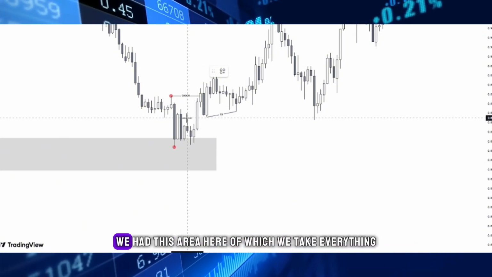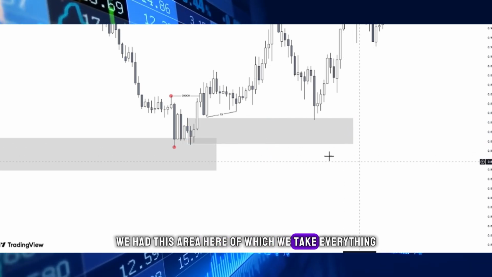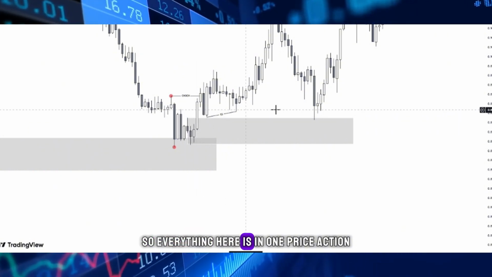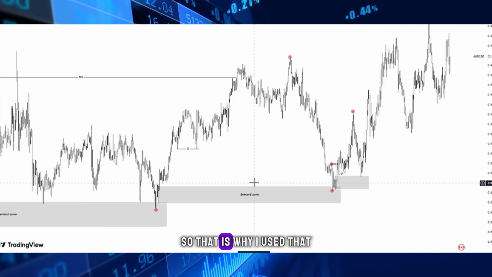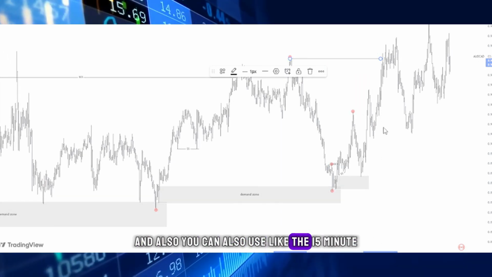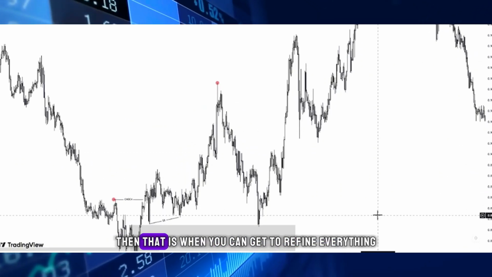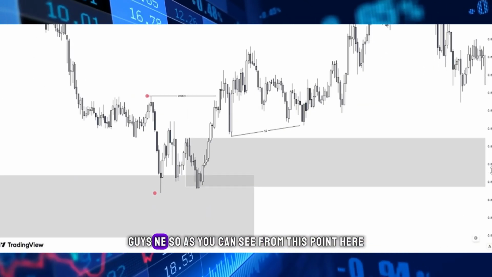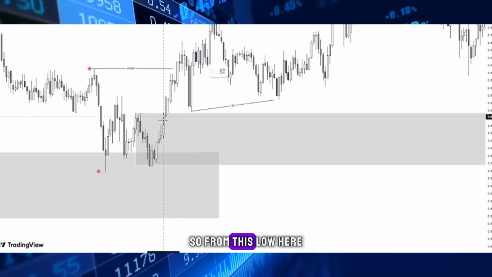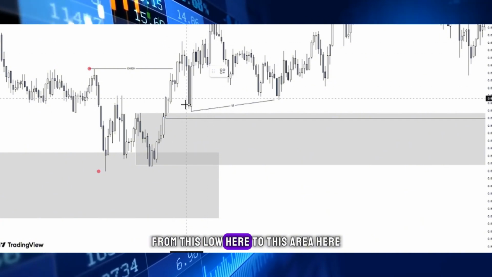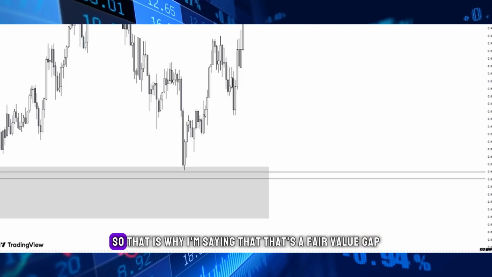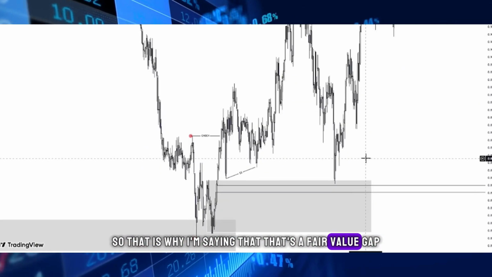And as you can see here, we had this area here, of which we take everything, just because you can see that this is your sell to buy candle. So everything here is in one price action. So that is why I used that, and our overall target is within this point here. And also you can use the 15-minute, that is if you are confused, then that is when you can get to refine everything, guys. So as you can see, from this point here, we still have a fair value gap. So from this low here to this area here, that's a fair value gap, because they do not meet at that area. So that is why I'm saying that that's a fair value gap, guys.